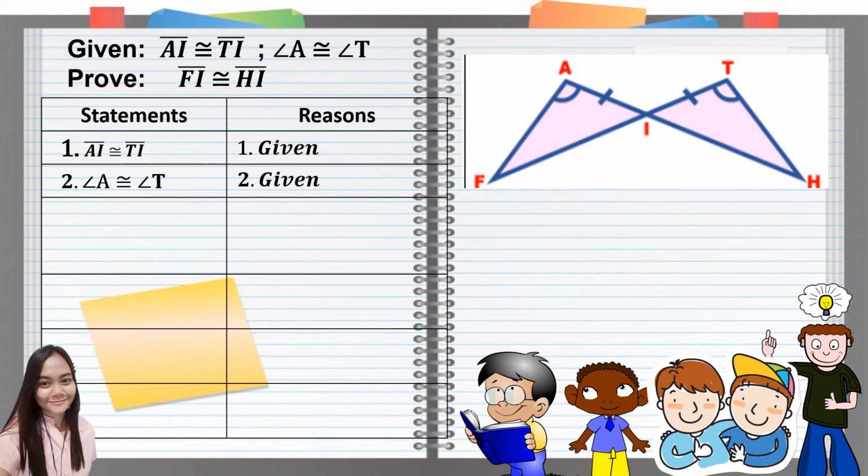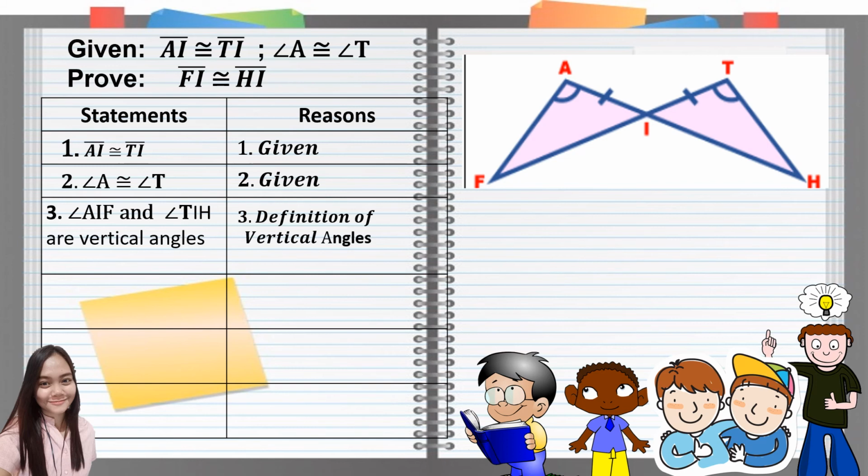Ngayon, para sa third statement natin, titignan natin yung figure kung ano yung possible na magagamit nating parts. At yun yung angle AIF at yung angle TIH are vertical angles daw. So, ibig sabihin, ang reason natin para rito is the definition of vertical angle. Ngayon, kung mapapansin ninyo, yung ating pang-apat na statement is connected sa ating pangatlong statement. So, ang ating pang-apat na statement will be angle AIF is congruent to angle TIH. At ang reason natin para rito is the vertical angles are congruent.